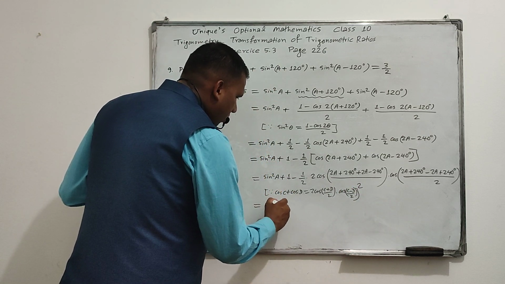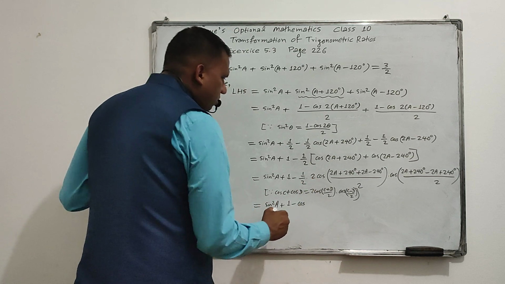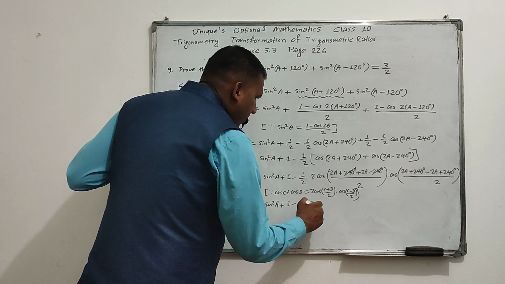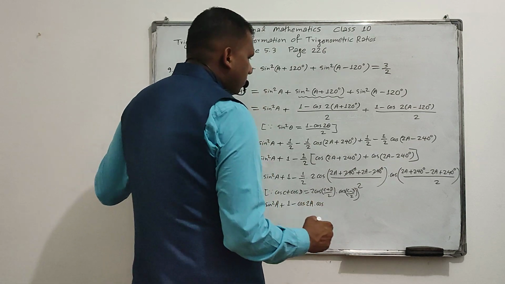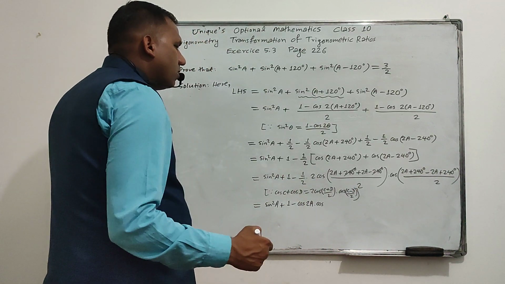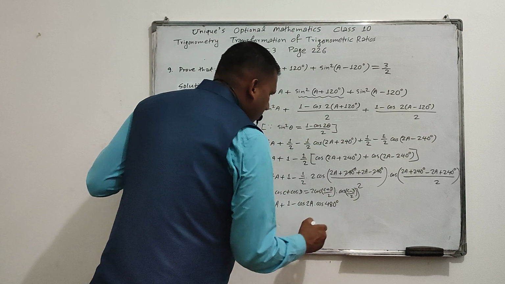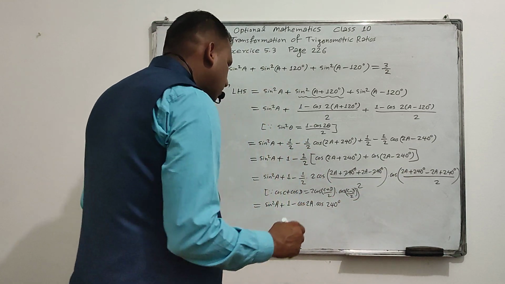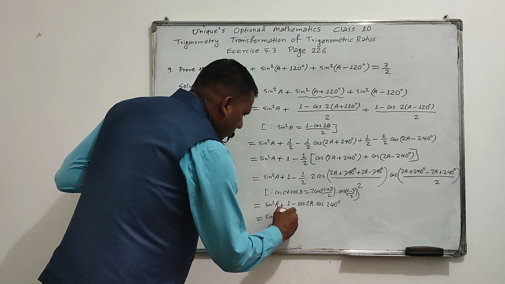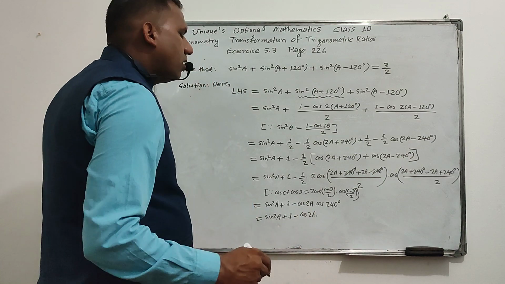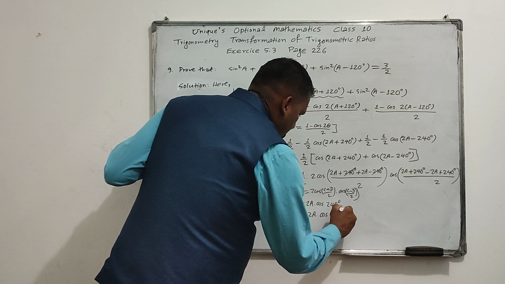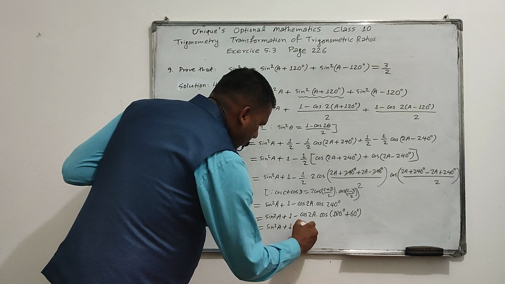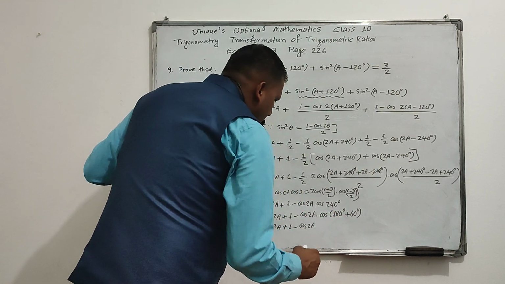Now this equals to sin square a plus 1, these two cancel out, minus cos of 4a by 2, that is 2a, dot cos of, here 2a 2a cancel, 240 plus 240, that is 480 degree upon 2, that is it's just remaining 240. 480 divided by 2, that is 240. Now this is equal to sin square a plus 1 minus cos 2a cos 240. This is cos 180 plus 60, third quadrant, minus cos theta.